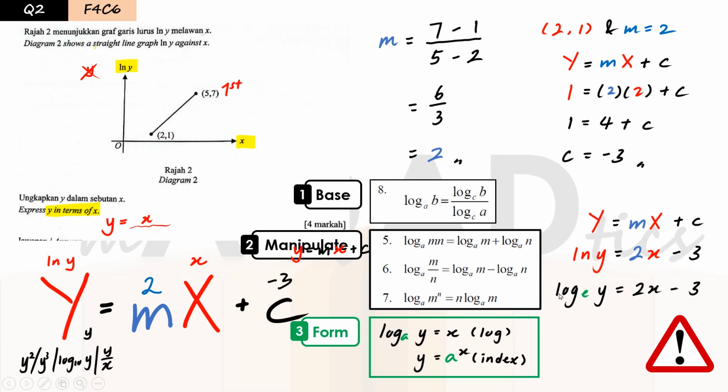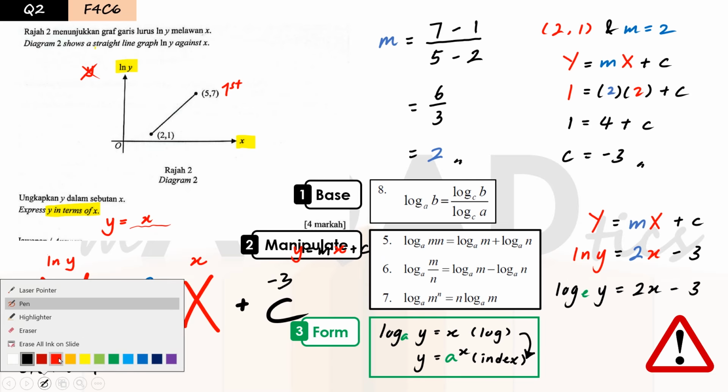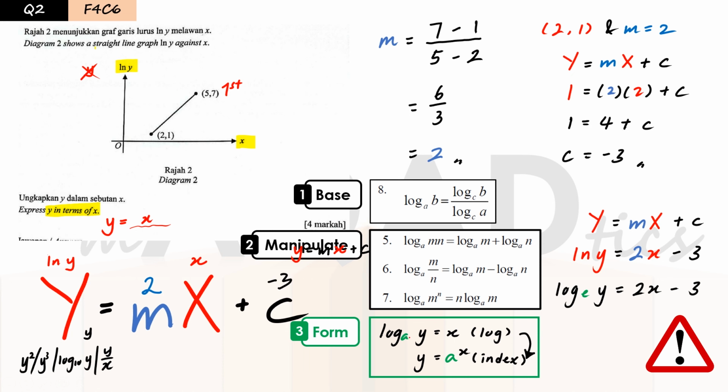There's a log here, and there's a base, which is e, y is y, and x here is 2x minus 3. So what we need to do now is to change it into the index format, right? The index format. So how do we do that? Very simple. It's just moving the base to the other side, right? So once you move it to the other side, it would be here already.